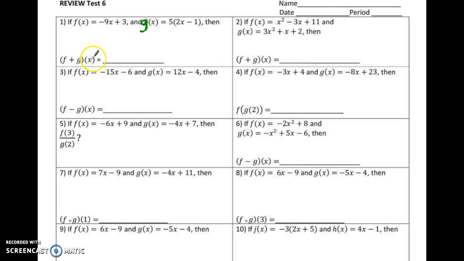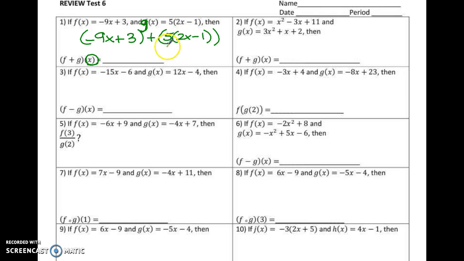This just means that it's in terms of x. X is your input, so we don't need to worry about doing anything with x. It's just letting us know that that's the input. So we're going to take function f and add it to function g. And from here, we just simplify and combine like terms.